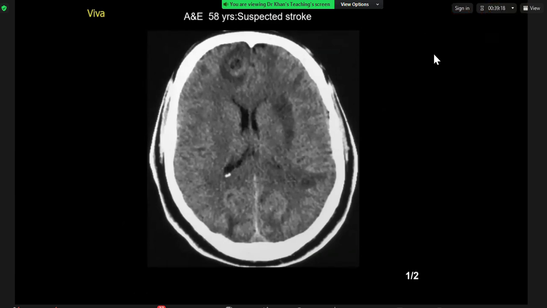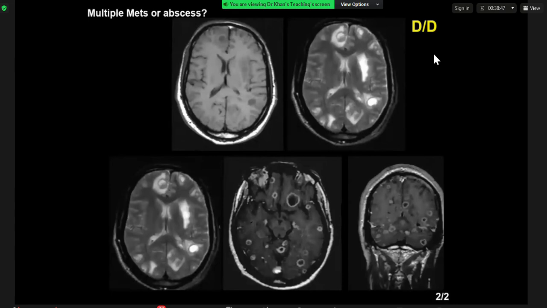So this is a single axial slice of a 50-year-old patient's CT head. It's an A&E study. There are several lesions which appear to have a ring configuration, and surrounding low attenuation, which is likely edema. So I don't think this is a stroke. This is multiple metastasis or possibly abscesses. So I'd like to give some contrast, or do an MRI if the patient's still on the table.